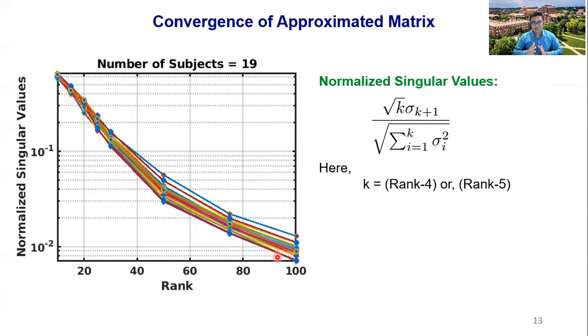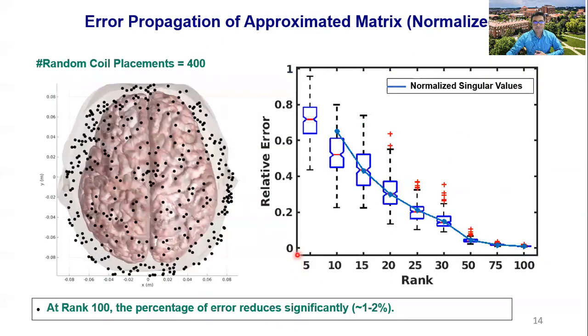So that means we need to compare the actual error versus the normalized singular values, to see whether this normalized singular value curve can provide us the approximate behavior of the error or not. To do that, we have chosen a single subject. We have chosen 400 random coil placements over the cortical space of the subject.